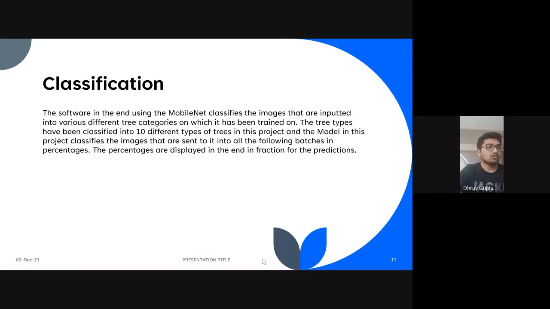Classification. The software in the end, using MobileNet, classifies the images that are inputted into various different tree categories on which it has been trained. The tree types have been classified into 10 different types of trees in this project, and the model classifies the images that are sent to it into all the following classes in percentages. The percentages are displayed in the end as fractions for the predictions.